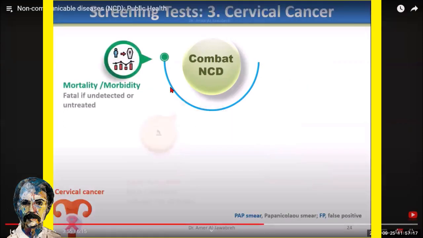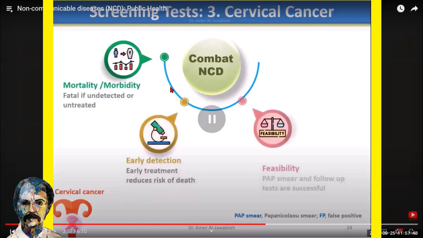Okay, let's apply the 4 criteria to cervical cancer in women. It is fatal if undetected and untreated. That's why, for all women who visit the gynecology clinic, who are married and have had babies, one of the almost routine tests is the pap smear, to detect whether there is cervical cancer or not. Early detection improves outcome, so if you detect it early, you can save the lady.